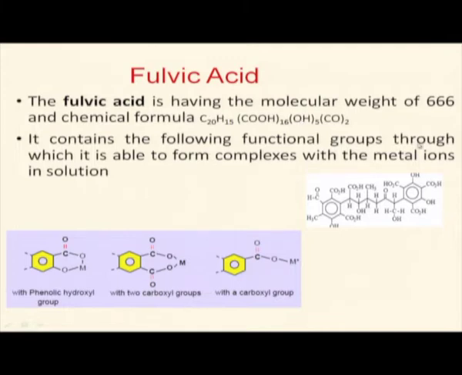So, it contains the following functional groups through which it is able to form complexes with metal ions in solution. For example, here is the phenolic hydroxyl group together with a carboxylic acid group, and this one is with a carboxylic group alone. A single carboxylic acid will form a complex with a divalent metal, and two carboxylic groups may join, lose two H plus, and form the metal complex, and this one is the phenolic and hydroxylic group. So, fulvic acid, through these COOH and OH functional groups, forms metal complexes in the aquatic environment.